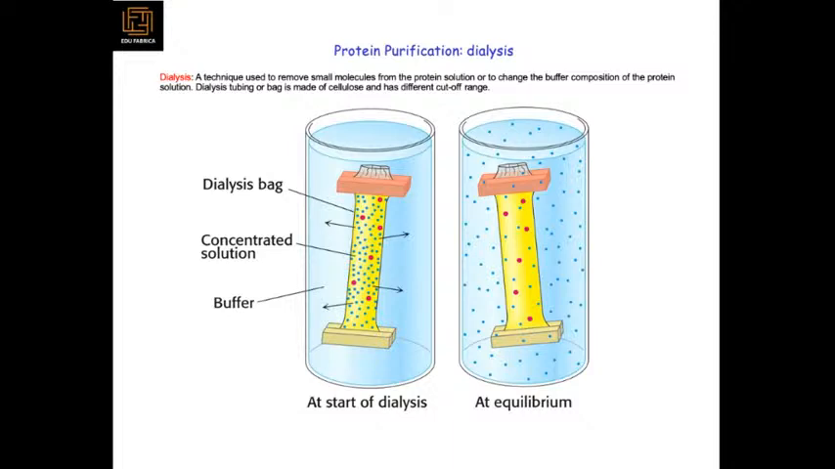A technique used to remove small molecules from the protein solution is to change the buffer composition of the protein solution. Dialysis tubing or bag is made of cellulose and has different cutoff ranges. So here we have a dialysis bag. We have closed it from the top and bottom. We have a buffer solution, a concentrated solution, and the dialysis bag inside. In that we have a mixture of big and small molecules.